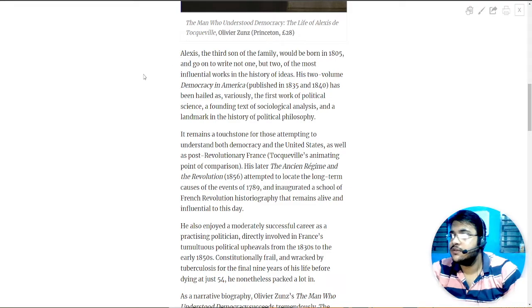Alexis, the third son of the family, would be born in 1805 and go on to write not one but two of the most influential works in the history of ideas. His two-volume Democracy in America, published in 1835 and 1840, has been hailed variously as the first work of political science, a founding text of sociological analysis, and a landmark in the history of political philosophy.